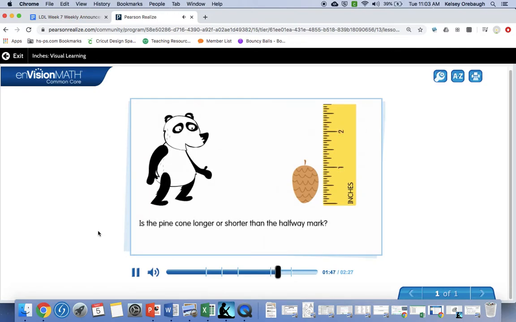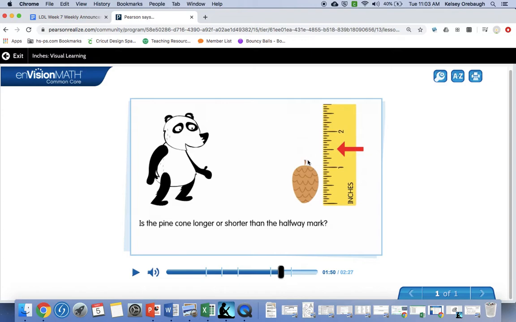Is the pine cone longer or shorter than the halfway mark? Okay, once again, find that halfway mark on the ruler. It's not quite as long as the inch mark lines. It is about halfway as long. So here's our halfway mark. Is the end of the pine cone past the halfway mark or shorter? Does it fall before the halfway mark?